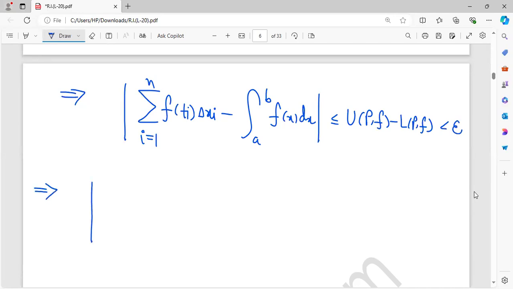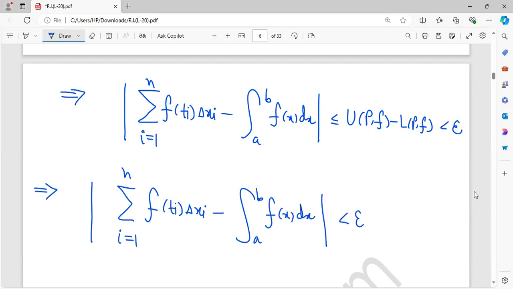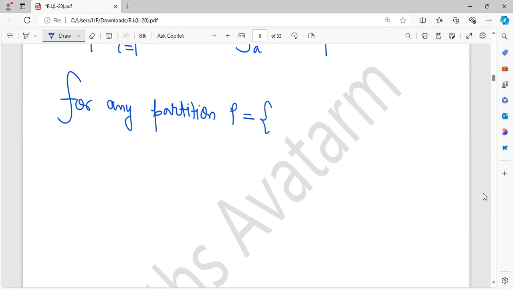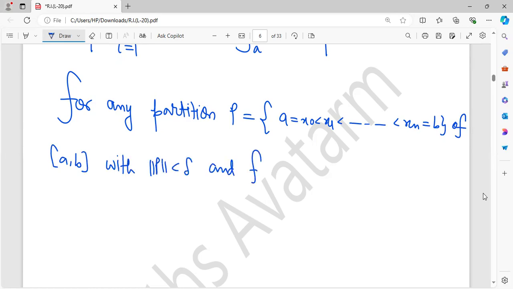So this implies the absolute value of the summation i from 1 to n of f(ti) delta xi minus the integral from a to b of f(x) dx is less than epsilon, for any partition P = {x0, x1, ..., xn} of the closed interval [a, b] with norm of P less than delta, and for all ti belonging to [xi minus 1, xi], i from 1 to n.